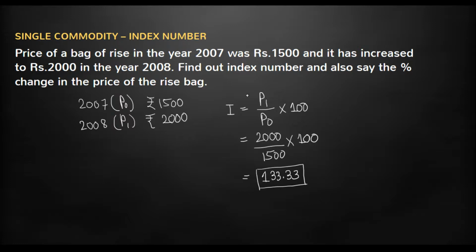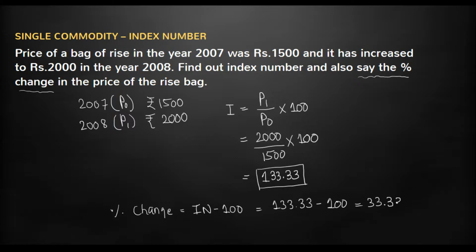Now they have also asked us to find out, to say the percentage change. Now how will we find out percentage change? Simply we have to deduct 100 from this index number, right? So the percentage change will be index number minus 100. So here we can write down 133.33 minus 100 will give us 33.33% positive, which shows that the price of the quantity has increased by 33.33% in 2008 with comparison to 2007.